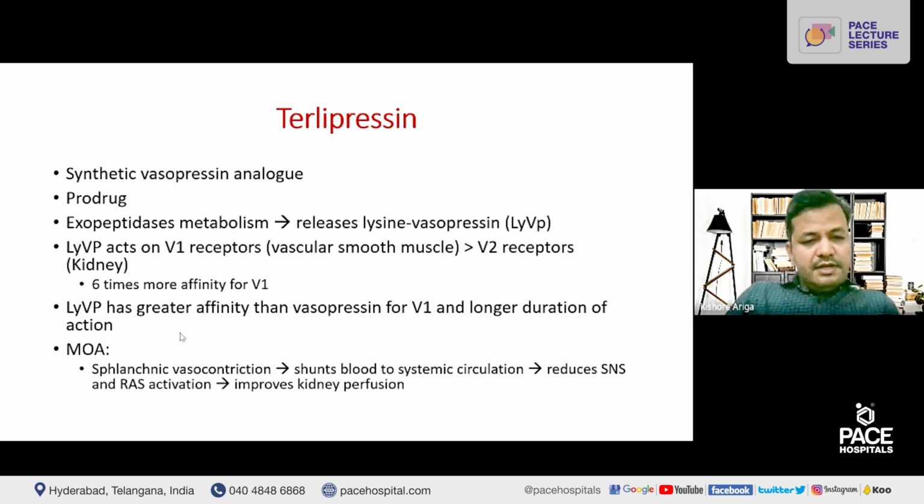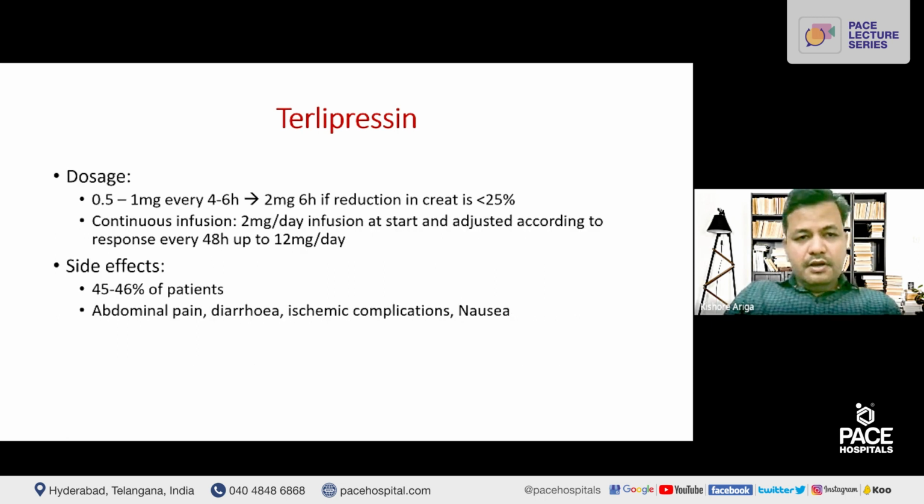Here the mechanism is, it will cause splanchnic vasoconstriction and shunt the blood to the systemic circulation, and this will lead to reduced sympathetic nervous system and RAS activation, and it will improve the kidney function. The dosage is 0.5 to 1 milligram every 4 to 6 hours, and it can be increased up to 2 milligrams every 6 hours if the reduction in creatinine is less than 25%. Or we can give it by continuous infusion, 2 milligrams per day at the start, adjusted according to the response every 48 hours up to 12 milligrams per day. The side effects are important, which can be seen in 45% of patients. They are commonly abdominal pain, diarrhea, nausea, and ischemic complications.